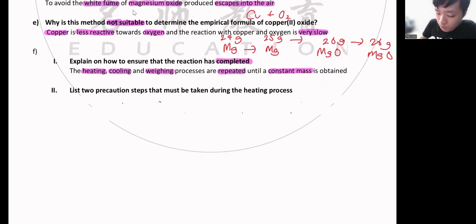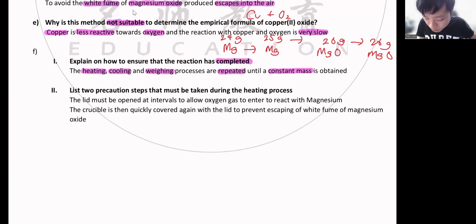These two precautions, especially during the heating process, I talked about just now. Cover the crucible with the lid, and also lift it up a little bit for a certain period. So the lid must be opened at intervals, because you want O2 to enter. Otherwise, if you cover for the whole experiment, the O2 cannot enter. So that the O2 can react with magnesium to become MgO.